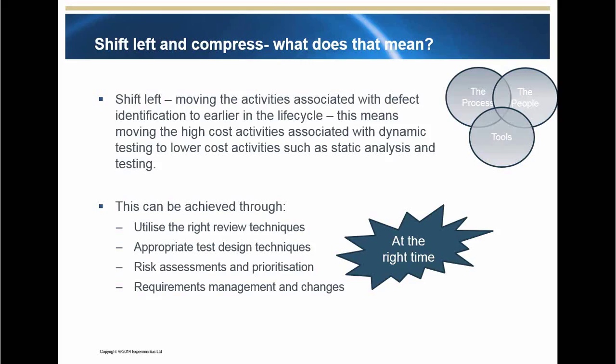So how do we achieve this? Through process, people, and tool change. In process, things like utilising the correct review and test design techniques at the correct time in the project, implementing product risk assessments and test prioritization, and by better managing requirements. In people, by redeploying test resources to activities earlier in the project lifecycle. And in tooling, by implementing measurements so you can ascertain where you are at the moment and measure shift left and compress progress and savings. We'll talk a little bit more about that later on.